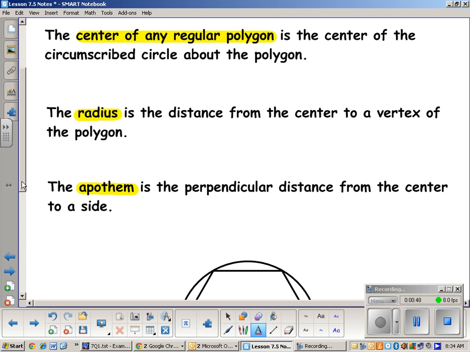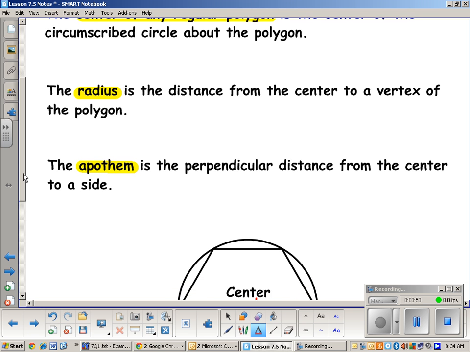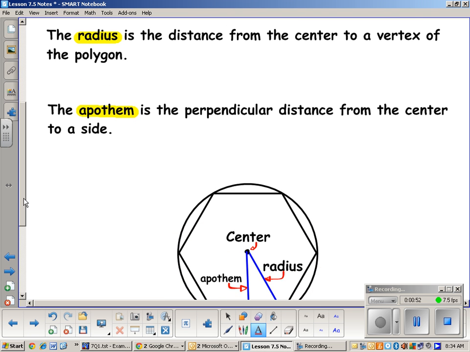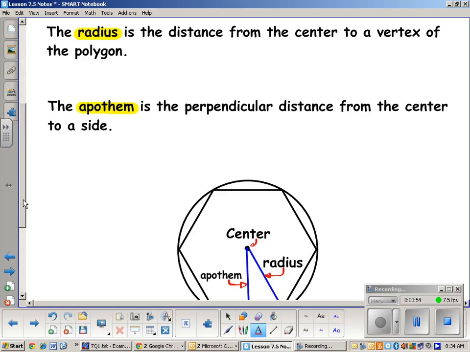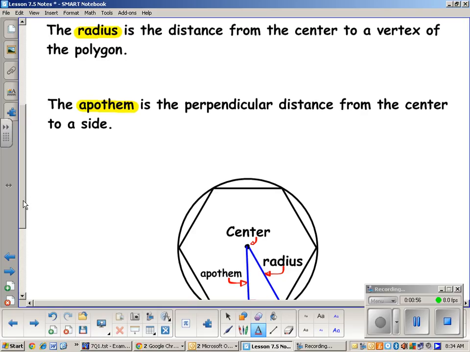The radius is the distance from the center to a vertex of the polygon.